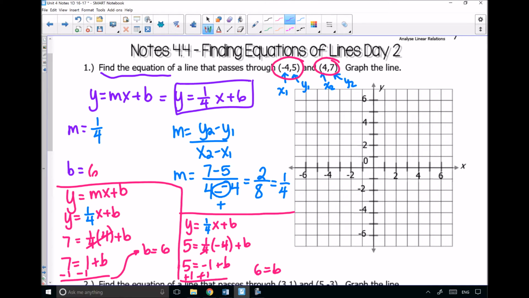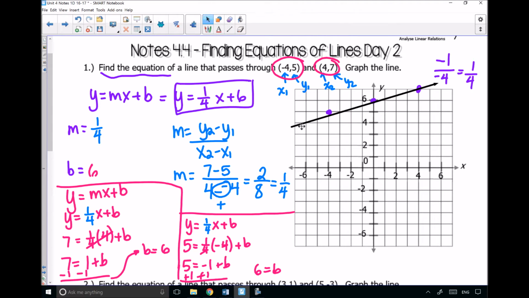So this starts at 6, and then the slope is 1/4, so I'd go up 1 and to the right 4. Now remember, if I don't have enough room to go up 1 and to the right 4 again, I can always go down 1 and to the left 4, because if I go down 1 and to the left 4, the double negatives cancel each other out to become a positive. Okay, so this is going to be my line right here. I'll go ahead and connect my dots. So right here, this is my line.